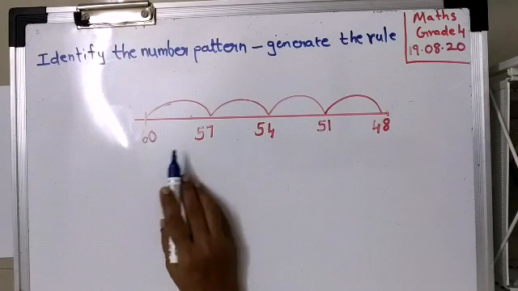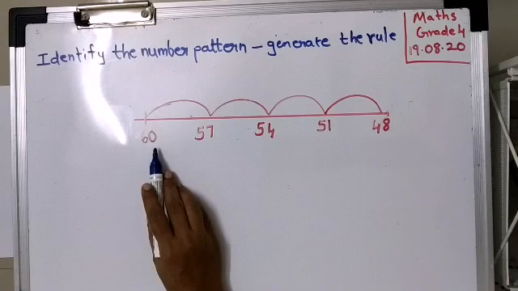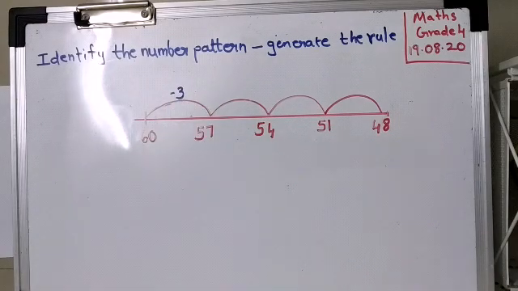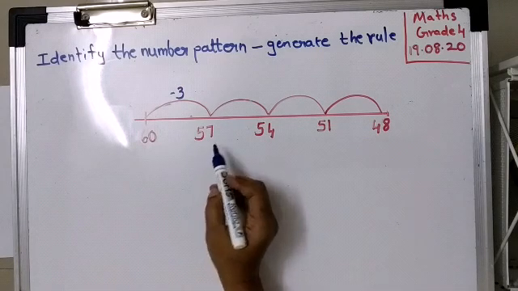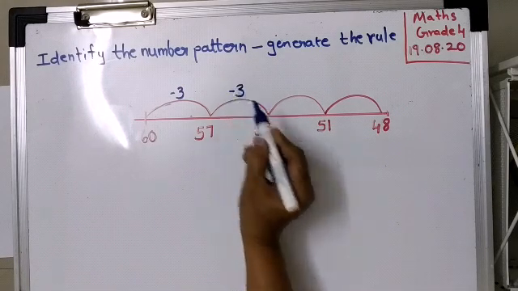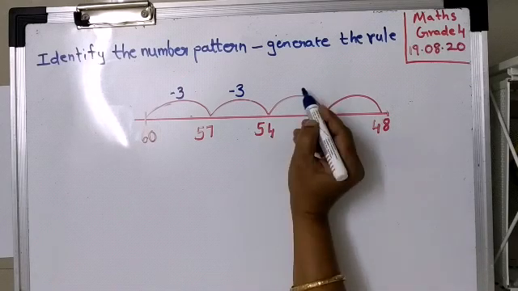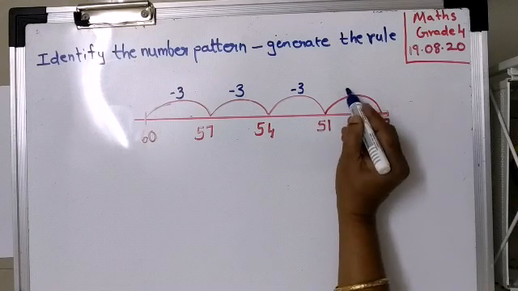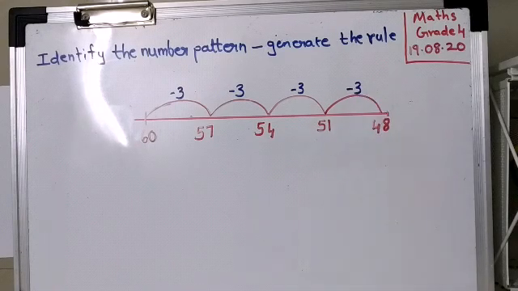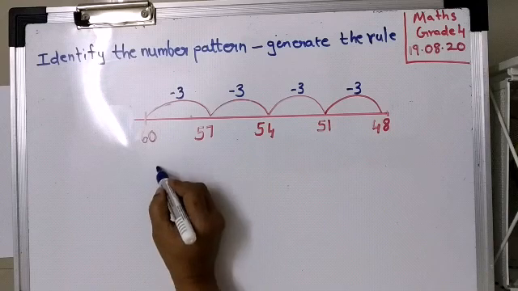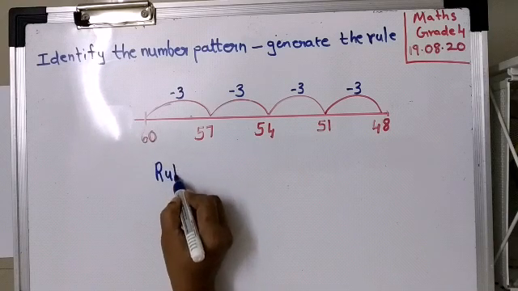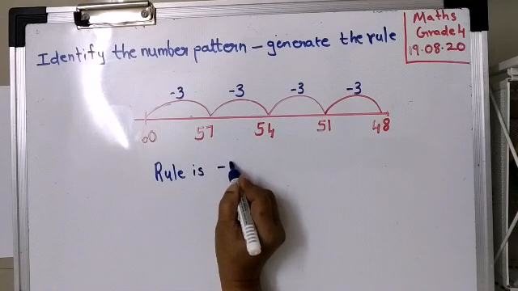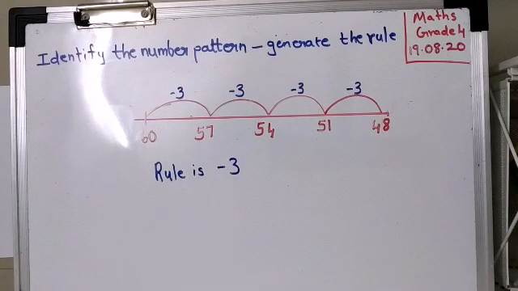How do we know it is minus 3 children? Just look at this. 60 minus 3 you get 57. 57 minus 3 you will get 54. 54 less 3 you get 51. 51 less 3 you get 48, right? So the rule is minus 3, right?